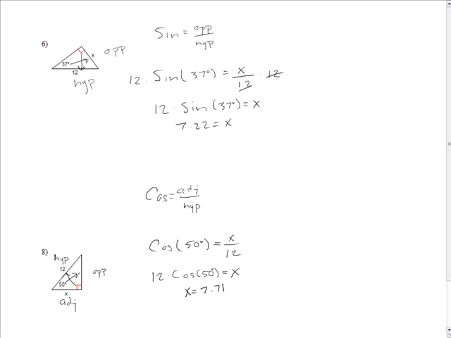So if this was 12 feet, this would be 7.71 feet. If this was 12 inches, 7.71 inches. So the units of this depend entirely on the units of the given lengths. All right, so that's how we would use the regular trig functions to find a missing side.